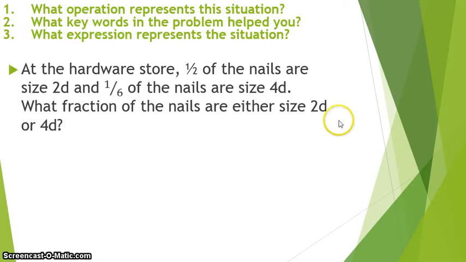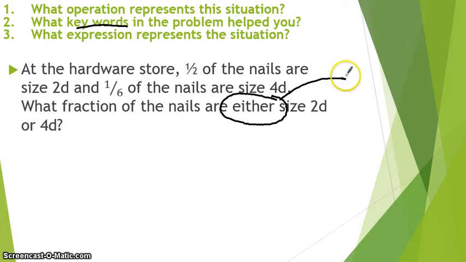At the hardware store, half of the nails are size 2D, and a sixth of the nails are size 4D. What fraction of the nails are either size 2D or 4D? Well, let's look for some keywords. The keyword that helps me visualize is either. When I hear the word either, it tells me that I don't care which one. I want to know in all. I want to combine them.